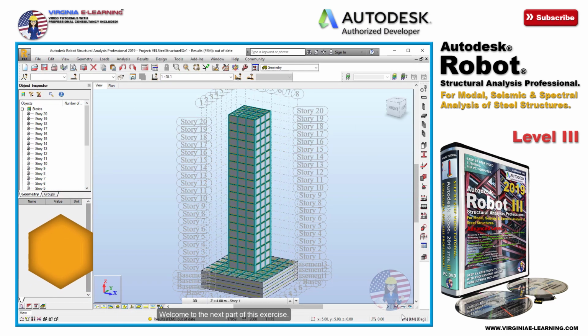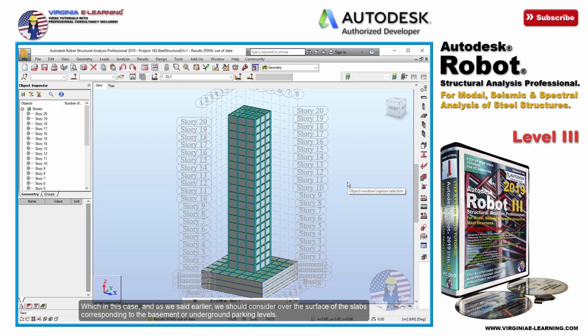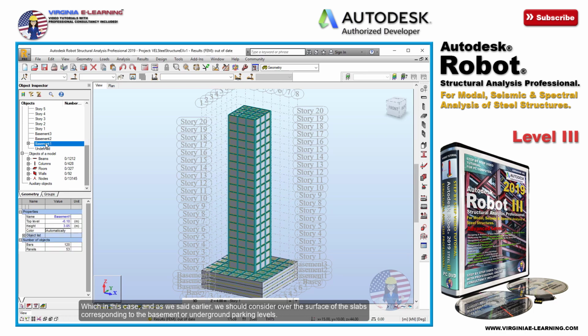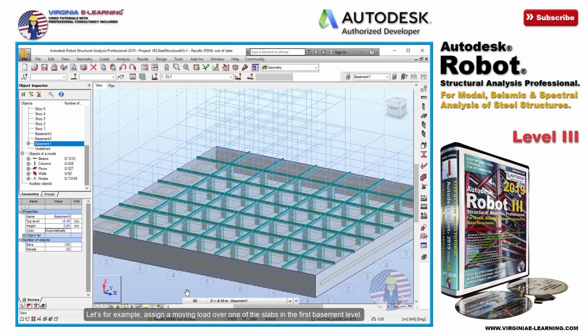Welcome to the next part of this exercise. So let's carry on with the assignment of loads, and take a look at the matter of moving loads. Which in this case, and as we said earlier, we should consider over the surface of the slabs corresponding to the basement or underground parking levels.